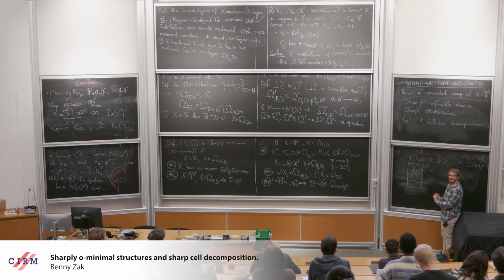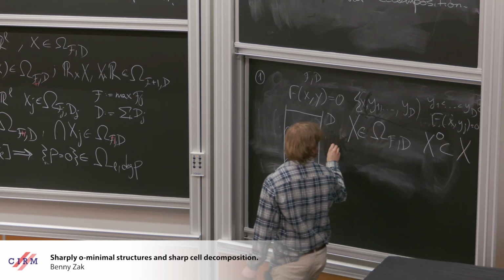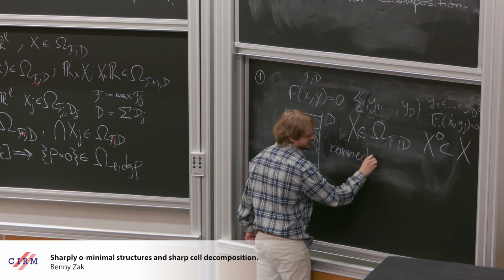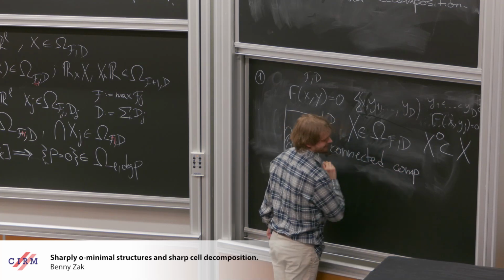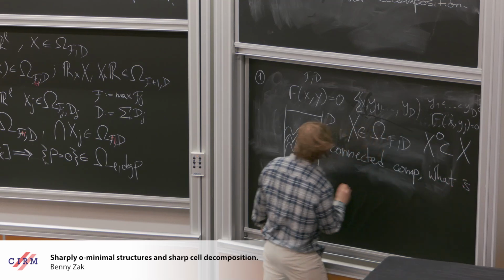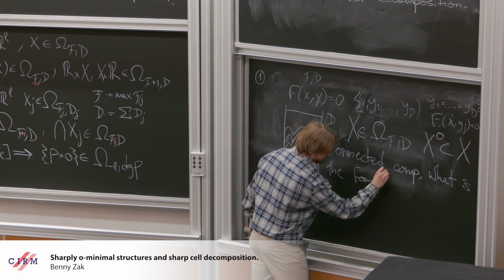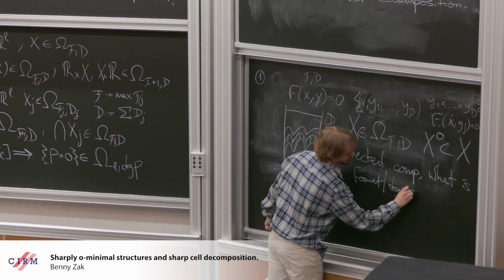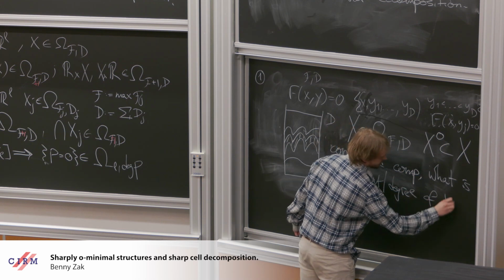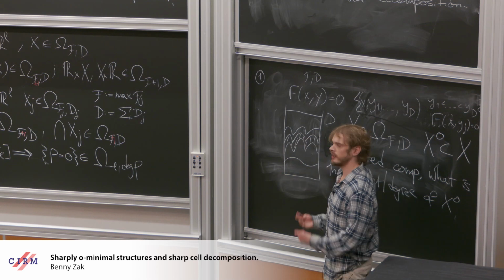And in the framework of o-minimality, I would say that the problem is this. If X is an omega FD set, and X° is a connected component of X, what is the format and degree of X°? So if we knew a good bound on the format and degree of connected components, then I would say that this middle cell is simply a connected component of this entire picture.